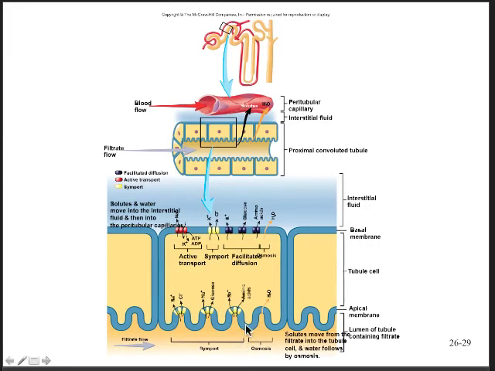Notice that we have symport of amino acids and glucose, and then we use some secondary active transport and facilitated diffusion in order to drive the amino acids, the glucose, and the potassium into the interstitial fluid, and then as a result back into the bloodstream.